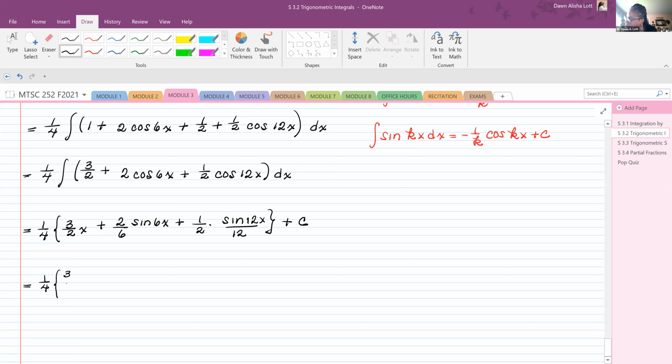Three halves x plus 1/3 the sine of 6x plus 1/24 the sine of 12x plus a constant.